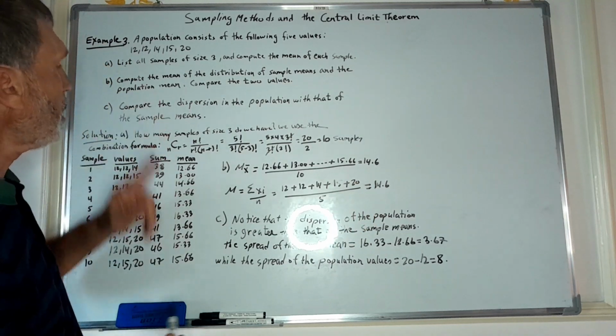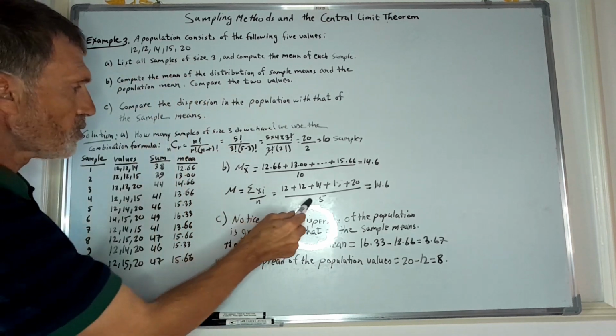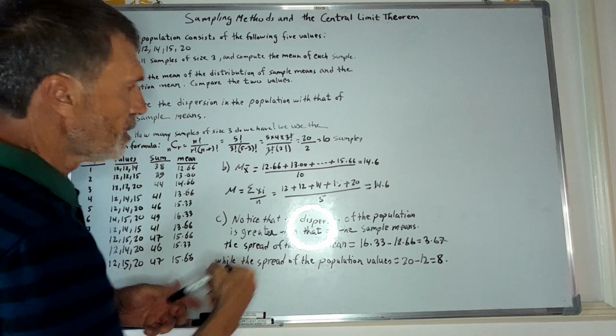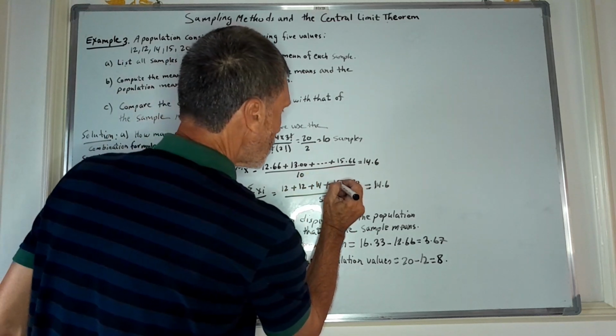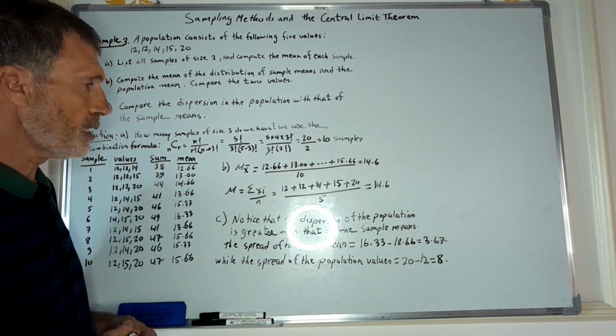And the population mean, we just add all those and divide by 5. Of course, we come up with 14.6.